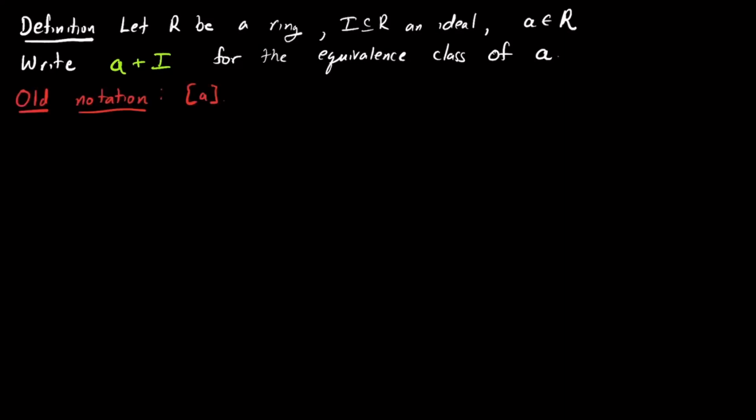The one thing I want to point out is that the old notation was we put A in a bracket like this, right? That was our old notation for equivalence class, and that was our notation for equivalence classes modulo n. The other thing I'll point out is that A plus I is often called the coset of A modulo I. So this is often referred to as a coset.